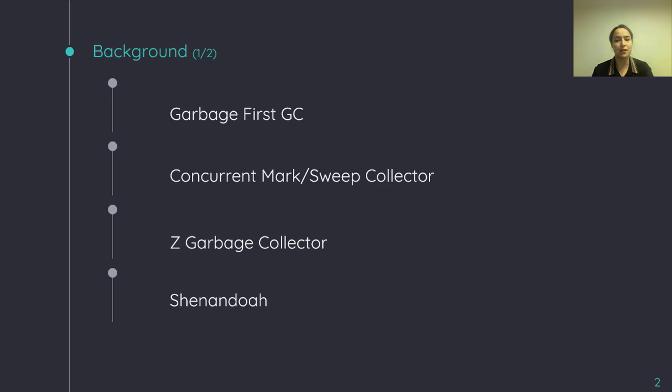ZGC is a region-based GC with three types of regions. It does its job mostly concurrently, but has some small stop-the-world pauses to scan the roots. Shenandoah is a region-based and parallel GC that has small stop-the-world pauses to mark the live objects. It does the rest of the phases concurrently.